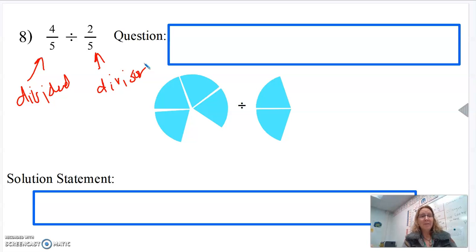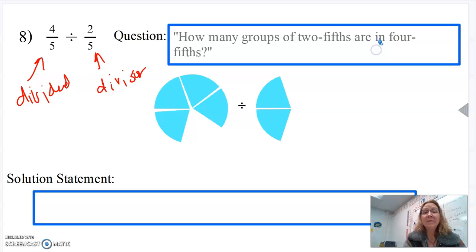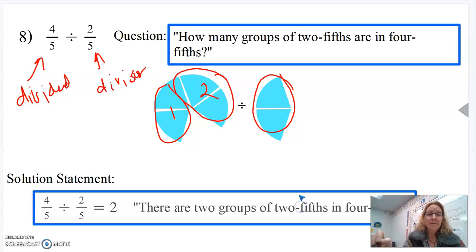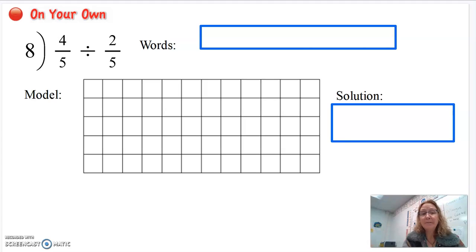So now I have another fraction, 4/5 divided by 2/5. The question is, how many groups of 2/5 are in 4/5? Kind of makes sense to look at it like this. I need 2 pieces. And guess what? I have 2 pieces here and I have 2 pieces here. There are 2 groups. But I want you to draw a picture like this because this is kind of what I did on the homework.